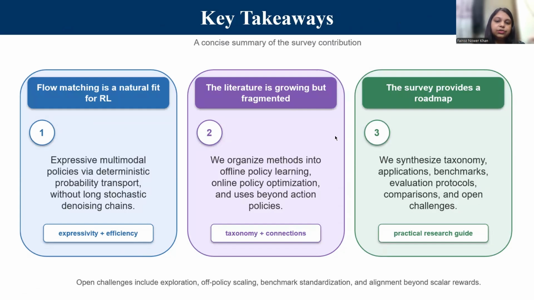Now, to conclude, we summarize the key takeaways of our survey paper here. Besides organizing the methods and discussing open challenges, the survey also covers application domains, benchmark choices, evaluation protocols, and comparisons with Gaussian and diffusion policy baselines, providing a practical roadmap for interested researchers. We hope this survey helps make the rapidly growing area of flow matching in RL easier to understand and build upon.